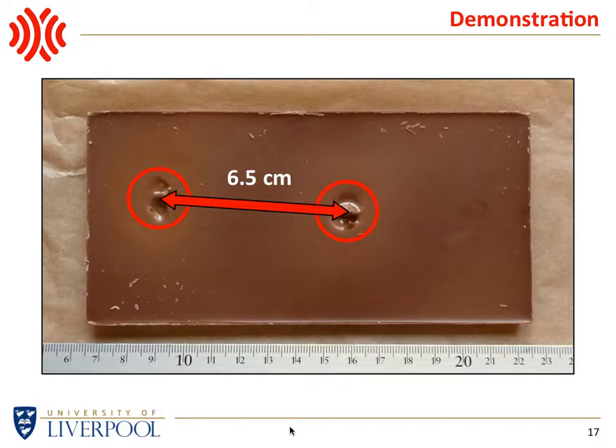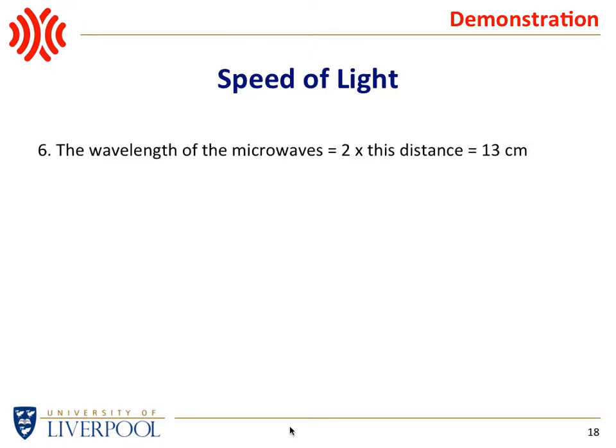So if the hot spots, the cooked areas, are 6.5 centimeters apart, that means the wavelength of microwaves in this oven is approximately 13 centimeters, perhaps 12 centimeters for the one I looked at earlier. So the wavelength of microwaves is twice the distance we've just measured, so that's 13 centimeters. So we've got a 13 centimeter wavelength, and we're trying to measure the speed of light.